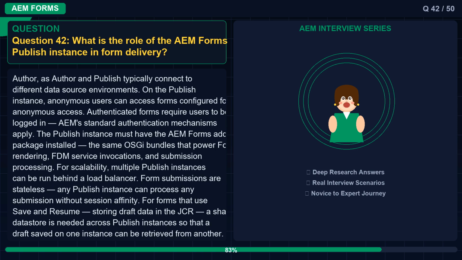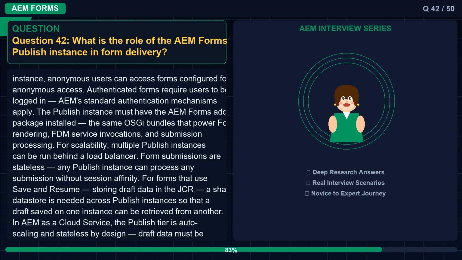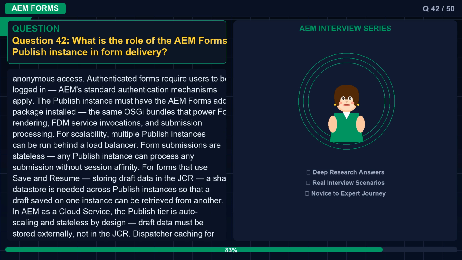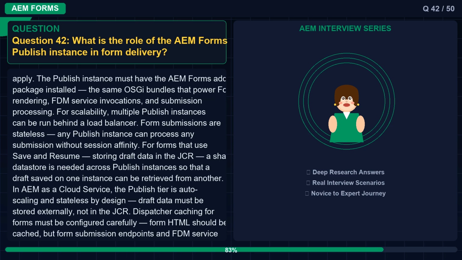For scalability, multiple publish instances can be run behind a load balancer. Form submissions are stateless. Any publish instance can process any submission without session affinity. For forms that use save and resume, storing draft data in the JCR, a shared data store is needed across publish instances so that a draft saved on one instance can be retrieved from another. In AEM as a cloud service, the publish tier is auto-scaling and stateless by design. Draft data must be stored externally, not in the JCR.